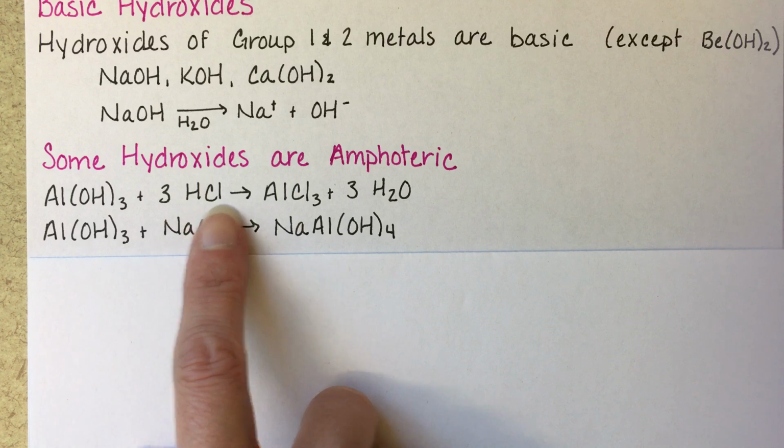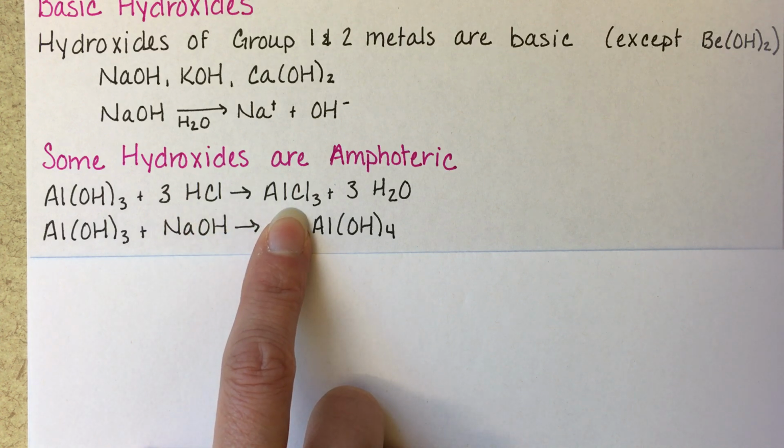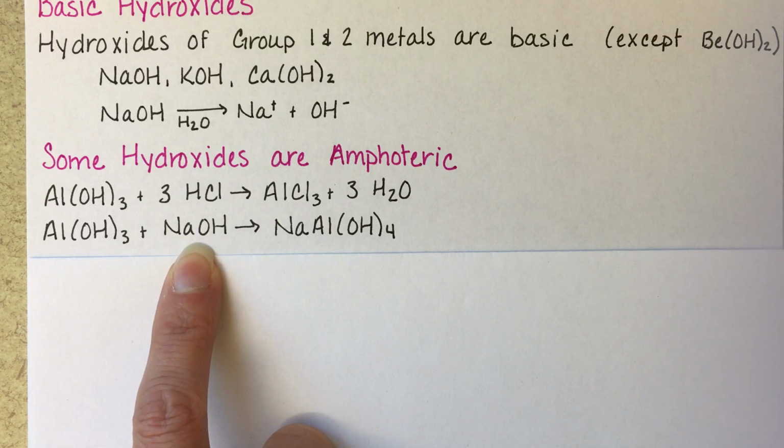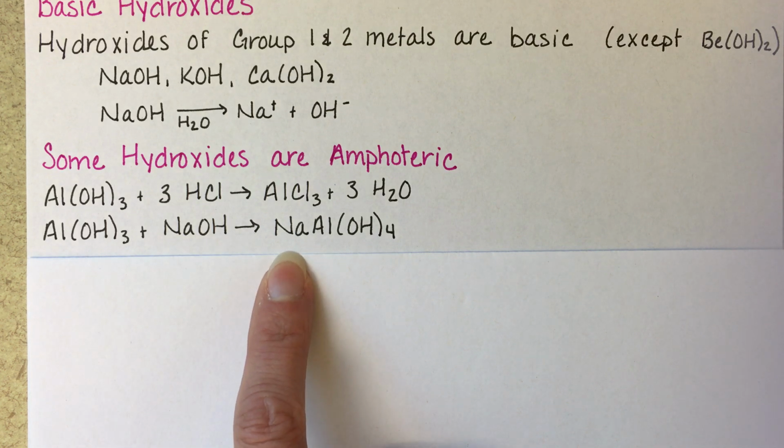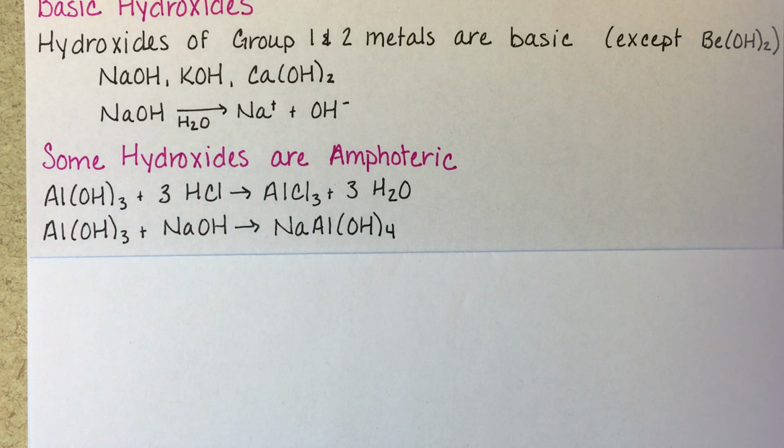And here you can see that it reacts with hydrochloric acid to produce aluminum trichloride, or it can react with the strong base sodium hydroxide to produce sodium aluminum hydroxide. And there are others, but aluminum hydroxide is the only one that I need you to know.